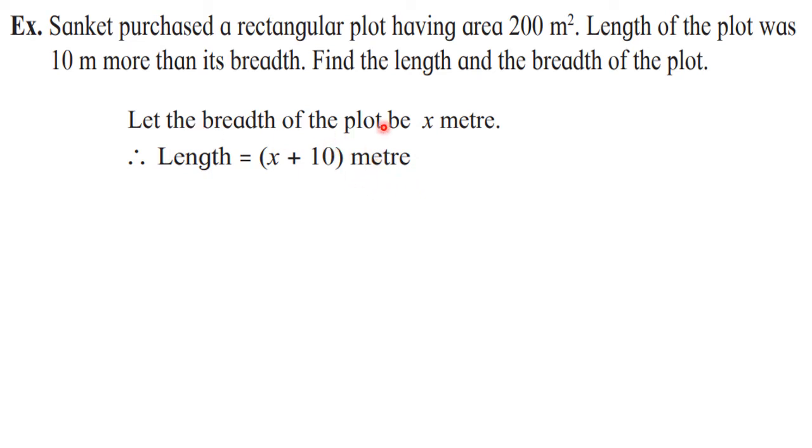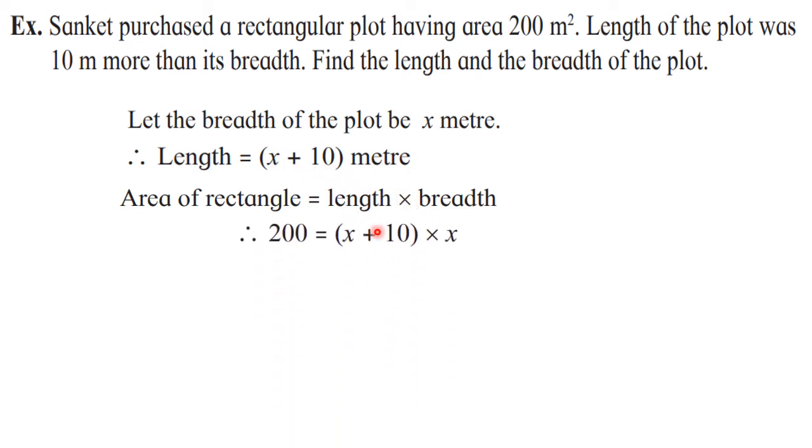Now we know the breadth, we know the length, and the area is provided to us. So all of you know the formula of area of rectangle. Write down that formula. Area of rectangle is equal to length into breadth. Okay, you can write L into B also, because it's a standard formula. Now let us put the values. Length is x plus 10 and breadth is x, and the area is 200 from the given condition. Okay, so what we got, 200 is equal to x plus 10 into x.